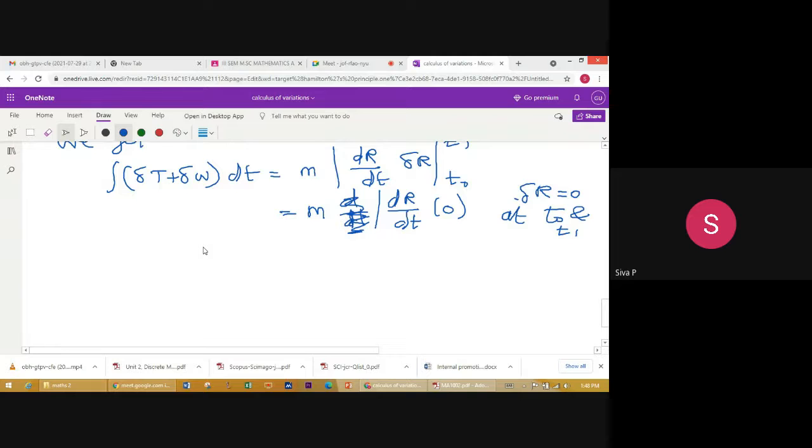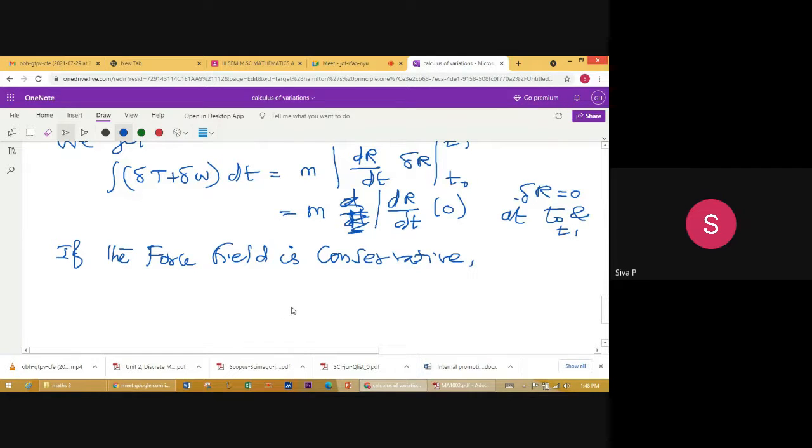If the force field is conservative, as we have looked at in the note, there exists a potential V. When F is said to be conservative, F can be expressed as del phi, where phi is called the scalar potential.